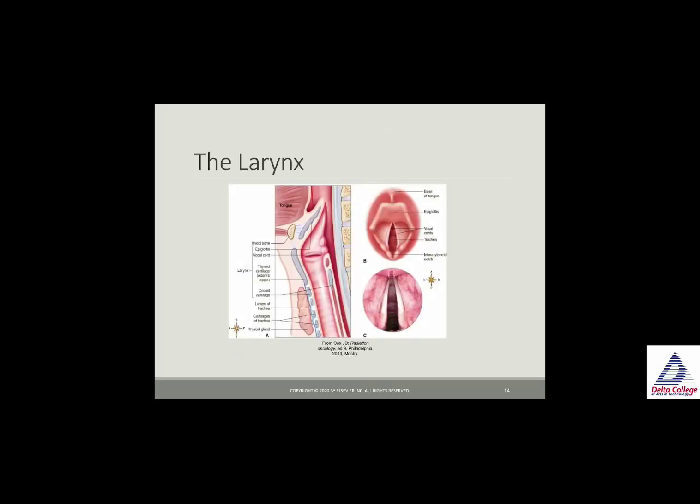So here you can see where that epiglottis is that closes off. You can see the vocal cords, the thyroid cartilage, or the Adam's apple. We also have what's called the cricoid cartilage, and it goes further down. So this is a very good image of what the larynx looks like.